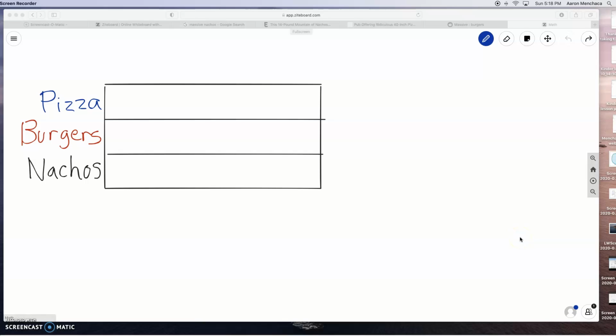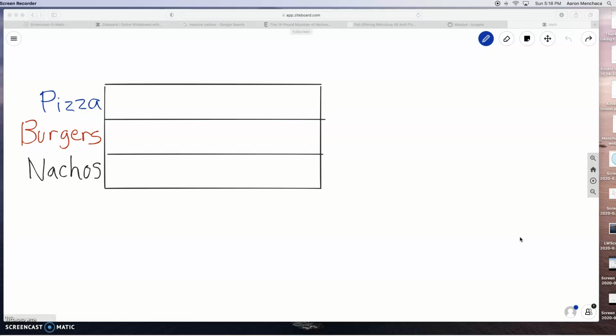This week in math, we're continuing to talk about graphs. Now graphs are things that can help us understand a lot of information or data really quickly just by looking at it. And today we're going to have some fun by making a graph about people's favorite food. Now we're going to select from three types of food: pizza, burgers, and nachos. And we can ask people in our home if we're at home learning today, or people in the classroom what their favorite food is, and we're going to make a graph about it.